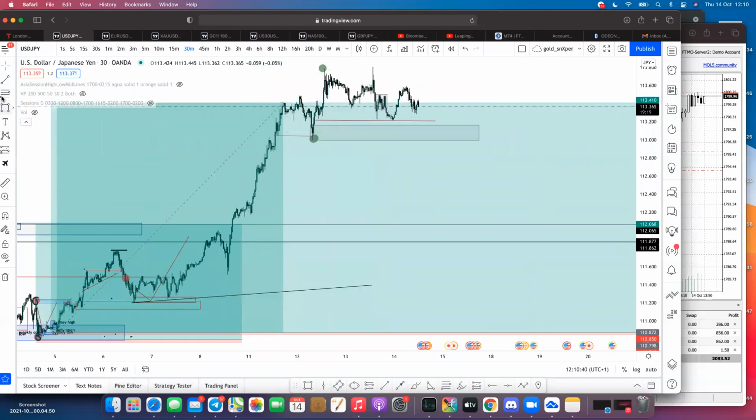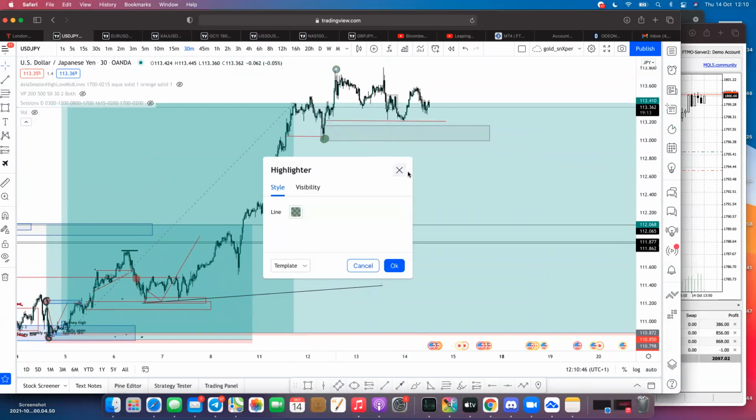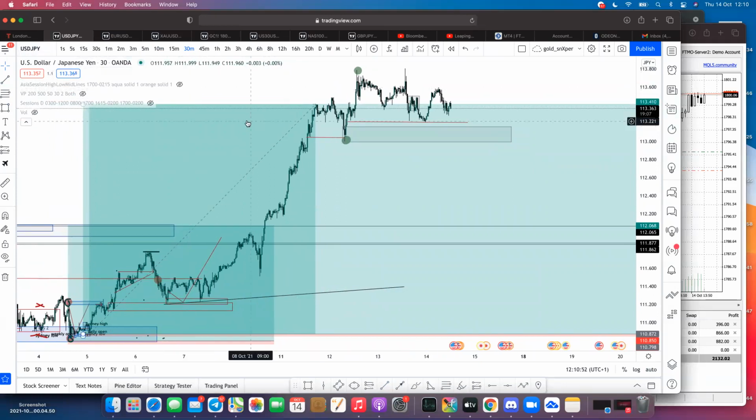I'm taking it. Why not? Fits all our criteria. We're dollar bearish. Sorry, USD/JPY, we're dollar bearish and yen bearish. So they're both bearish at the moment, but relative to each other, the yen is the weakest currency in the market at the moment.